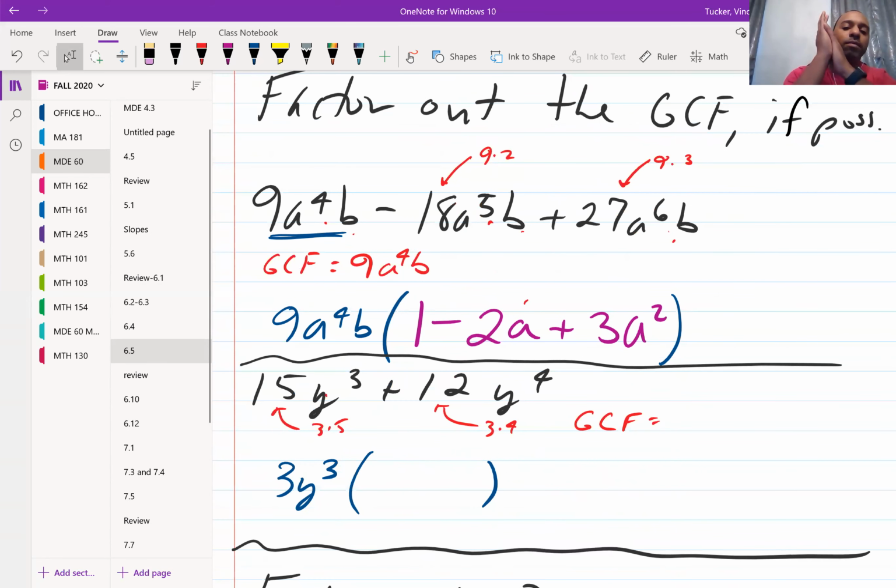All right, next one, 15y cubed plus 12y to the 4th. So you see here, 15 is 3 times 5. 12 is 3 times 4. So we know we have 3 that's in common with each. And that's right here, so I guess I didn't have to erase it. And then we see we have 3 y's in that first term and 4 y's in the second term. So the most you can pull out of each term is the 3 y's, y cubed.